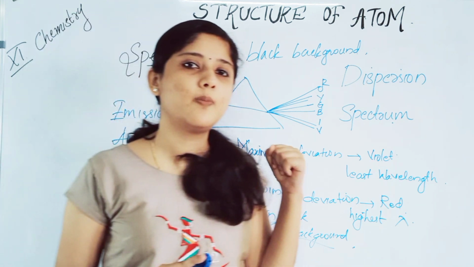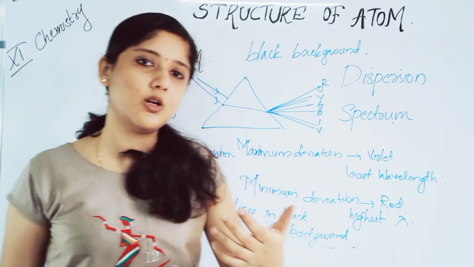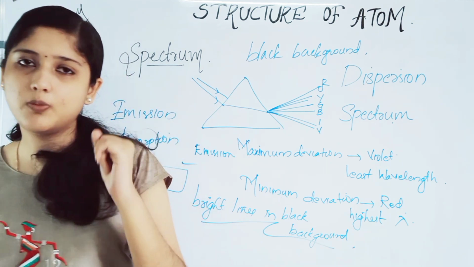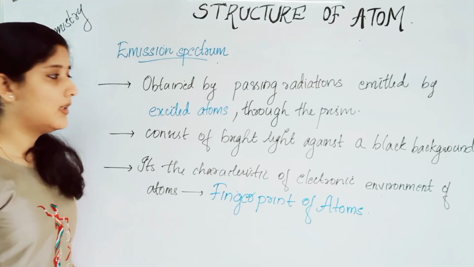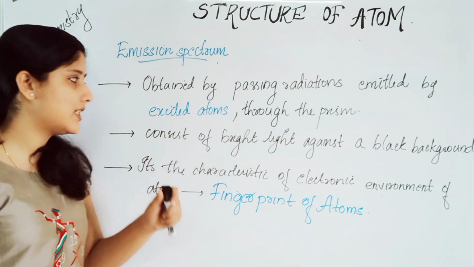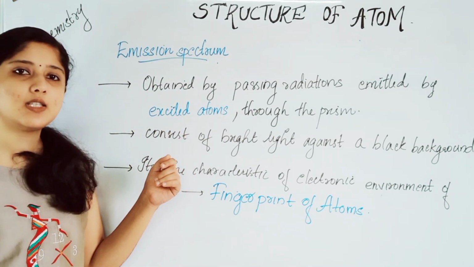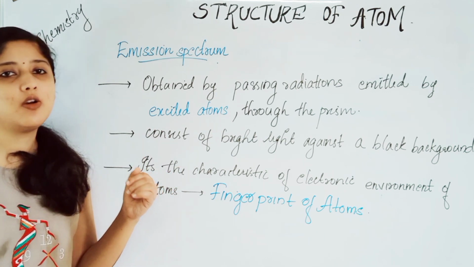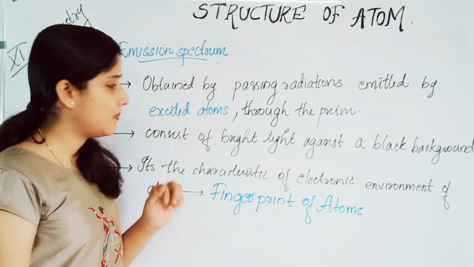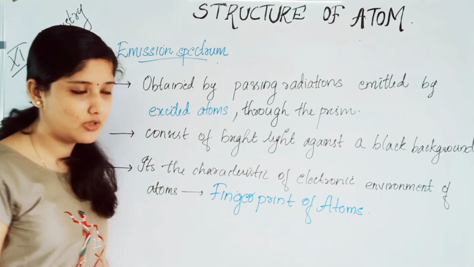So we studied about two spectra. Emission spectrum is important, and also we studied about what? Absorption spectrum. In an emission spectrum, on a black background, we will obtain bright lines. So the points are, emission spectrum is obtained by passing radiations that are emitted by excited atoms through a prism. If we pass the radiations of excited atoms through a prism, then we will obtain what? Emission spectrum. And it consists of bright lines against a black background.